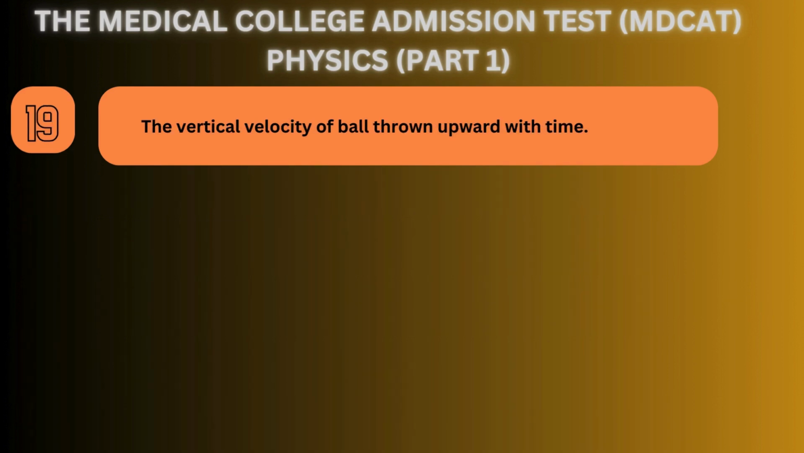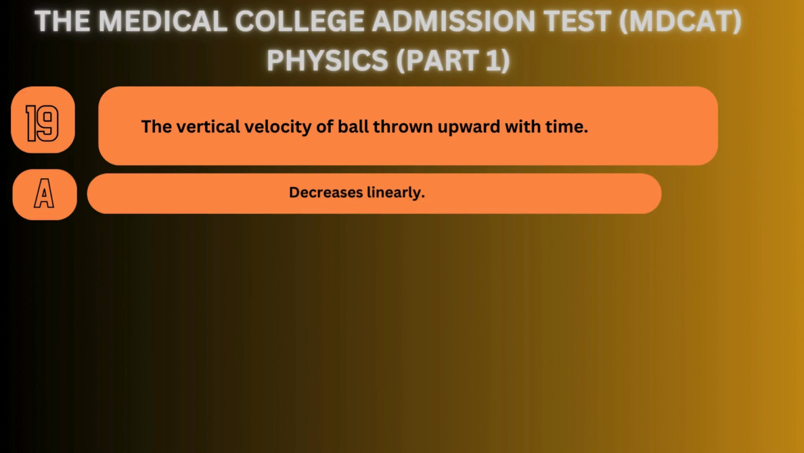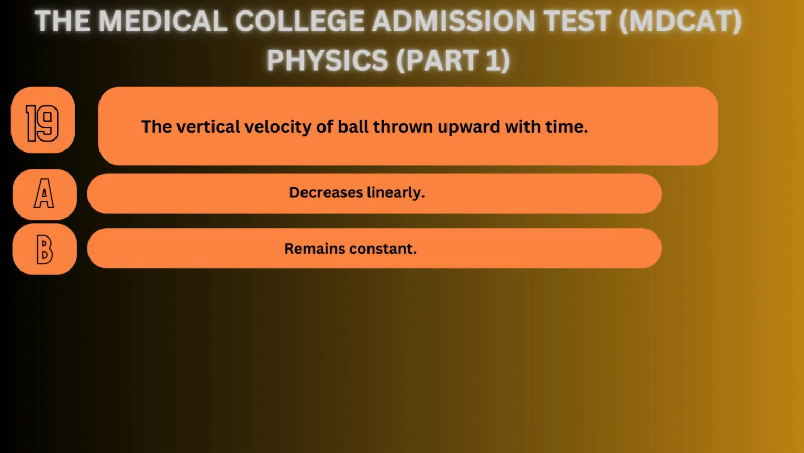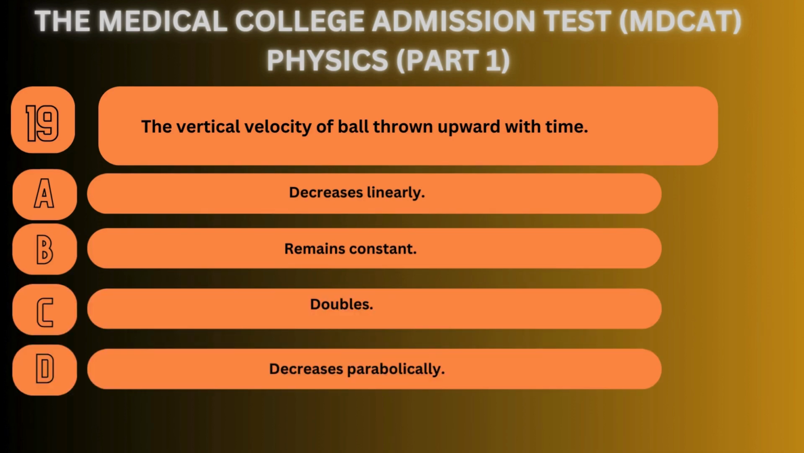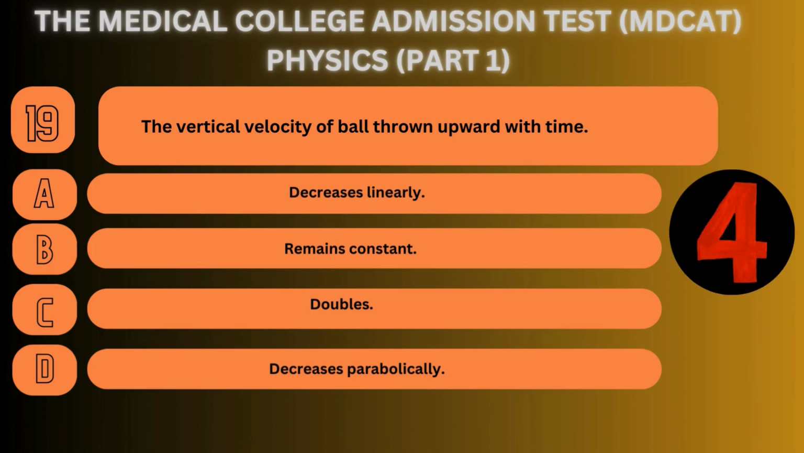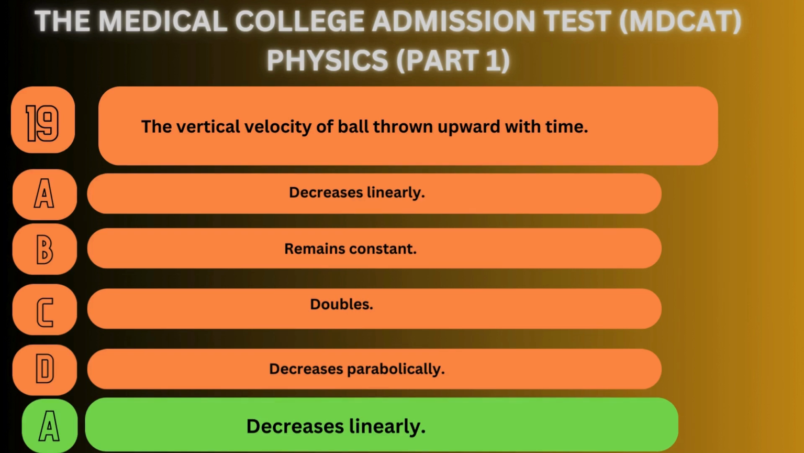Question number 19. The vertical velocity of ball thrown upward with time. Option A, decreases linearly. Option B, remains constant. Option C, doubles. Option D, decreases parabolically. 5, 4, 3, 2, 1. Correct answer is A, decreases linearly.